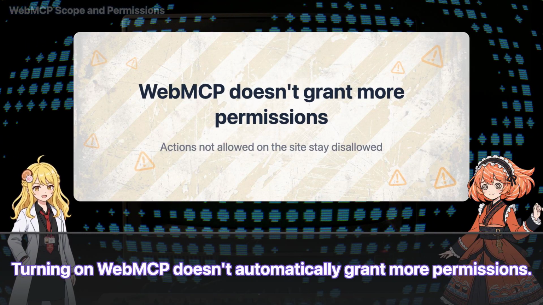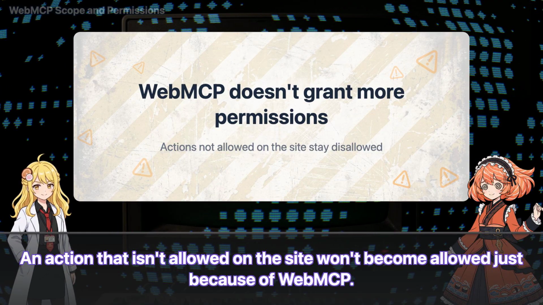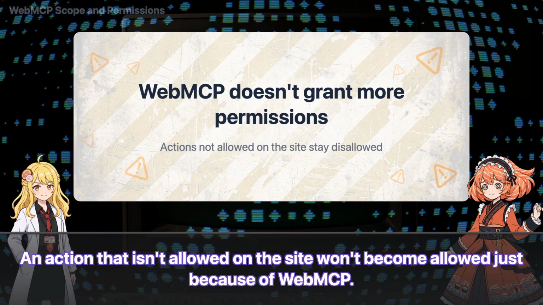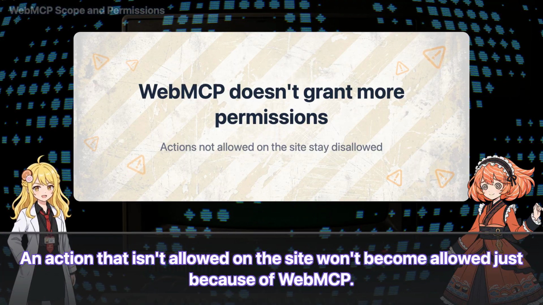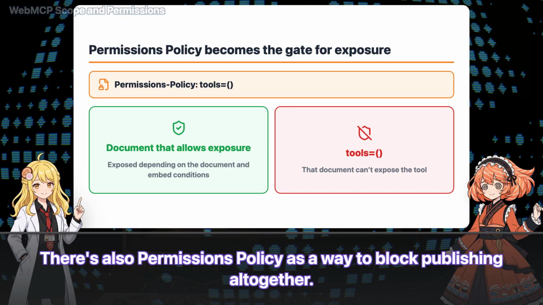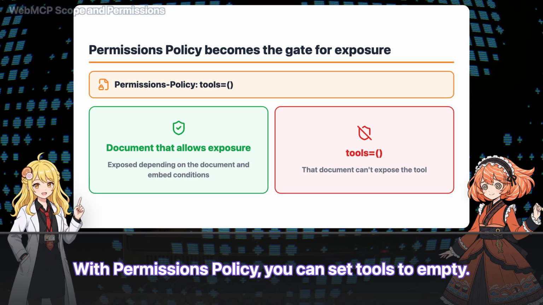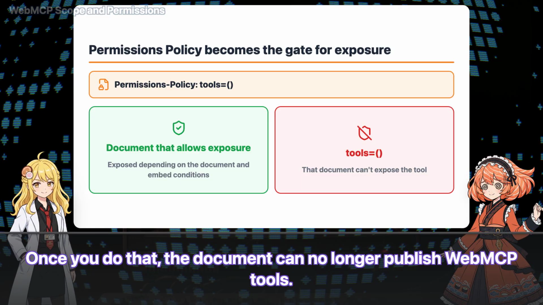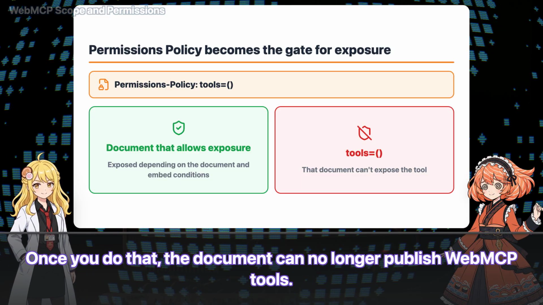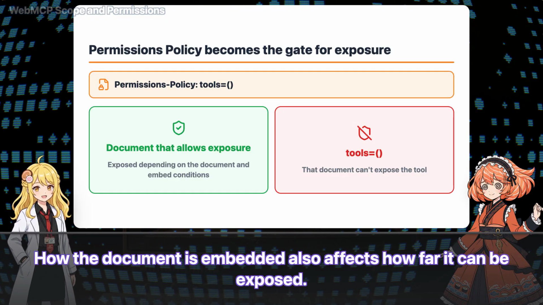Turning on WebMCP doesn't automatically grant more permissions. An action that isn't allowed on the site won't become allowed just because of WebMCP. There's also permissions policy as a way to block publishing altogether. With permissions policy, you can set tools to empty. Once you do that, the document can no longer publish WebMCP tools. How the document is embedded also affects how far it can be exposed.